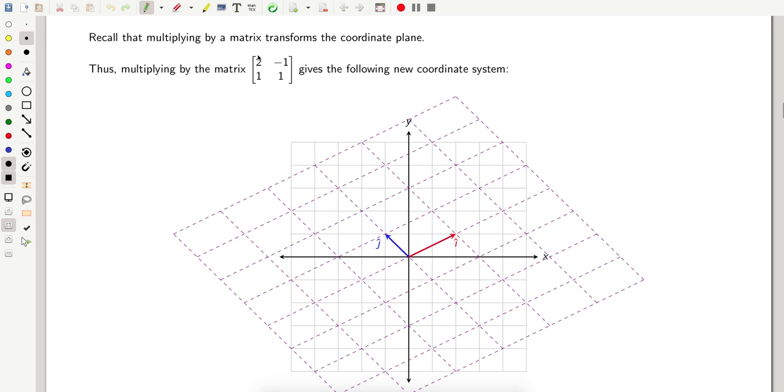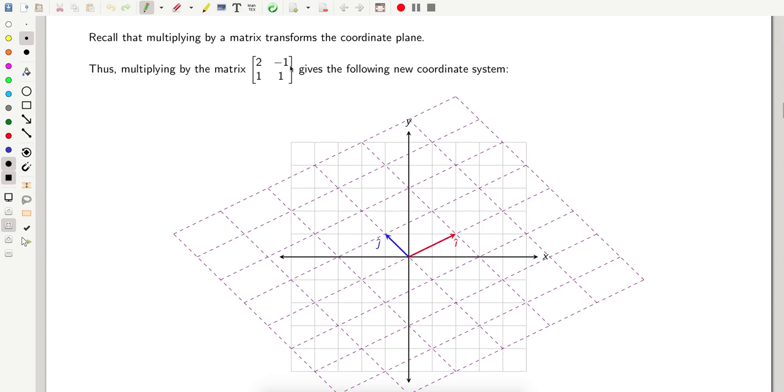So notice i hat gets sent to the vector 2, 1. So go over 2, up 1. This is our new i hat. So this is going to represent, in this purple coordinate system, 1 on the x-axis, this point right here. And this would be 2 on the x-axis, 3 on the x-axis. Here's -1 on the x-axis, -2 on the x-axis.